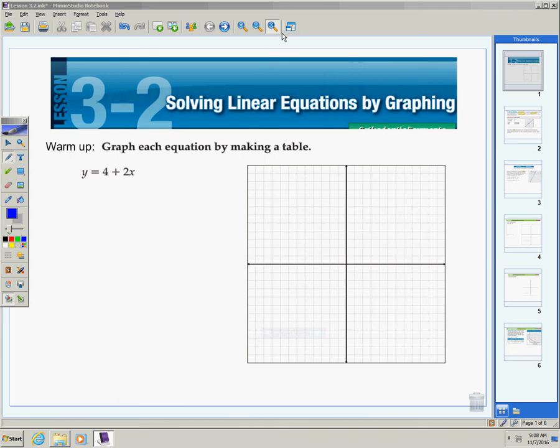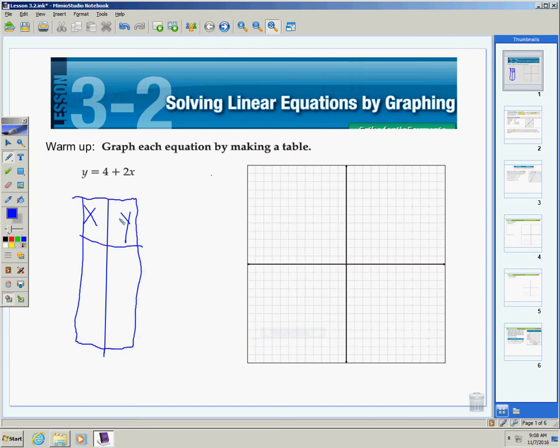We're going to be solving linear equations by graphing. Just for our warm-up, let's quickly review how to graph an equation by making a table. The way to do that is to make our little XY chart and then plug in the values. Remember, you need 3 values to do that. So go ahead and do this on your own. Pause the video, then check your answer when you're done.